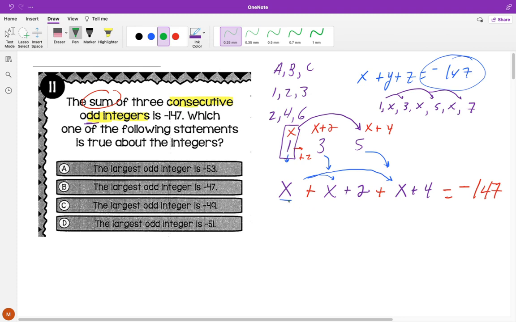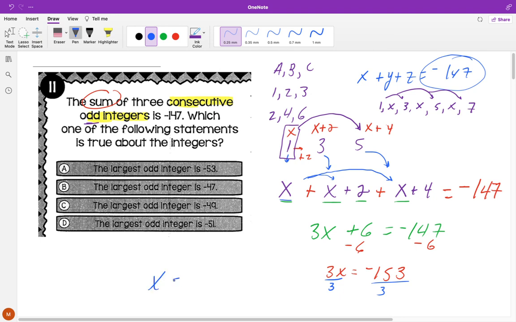So now we just solve. x plus x plus x is equal to 3x. 2 plus 4 is equal to 6. So now we've simplified as much as we could. Now we're going to isolate. So we're going to subtract that 6. So 3x is then equal to negative 153. And then we're going to divide each side by 3.